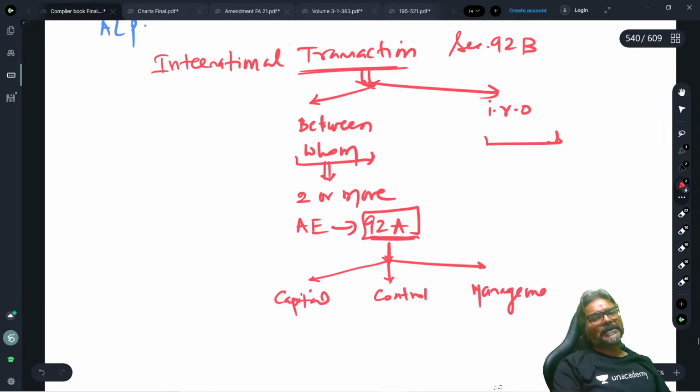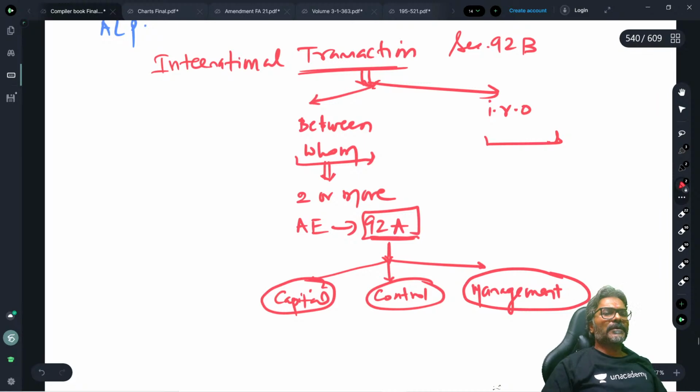So capital, control and management. Over here we have the three particular parameters on the basis of which we decide whether or not this particular enterprise could be considered to be an associated enterprise or not. So therefore, friends, it's 92A. Always keep that in mind.